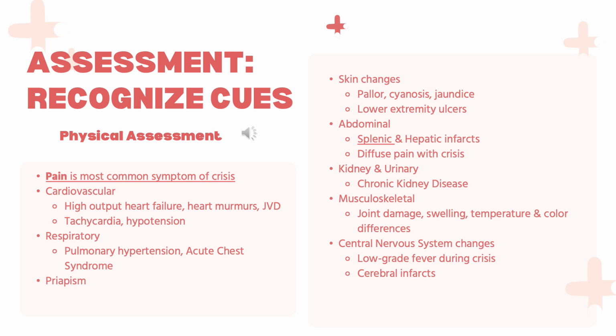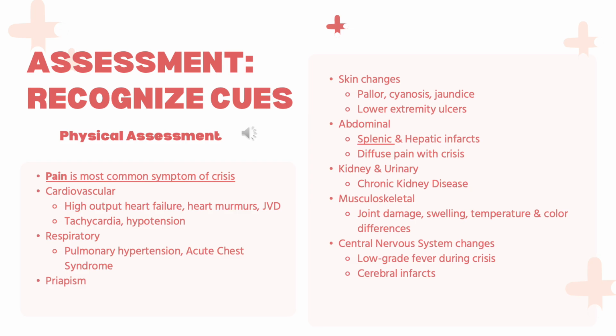As far as the respiratory system goes, these patients are at risk for pulmonary hypertension and acute chest syndrome, which is a life-threatening complication that's usually associated with respiratory infection. So symptoms can mimic pneumonia, including a cough, shortness of breath, and abnormal lung sounds. Acute chest syndrome requires immediate intervention to prevent respiratory failure and multiple organ dysfunction.